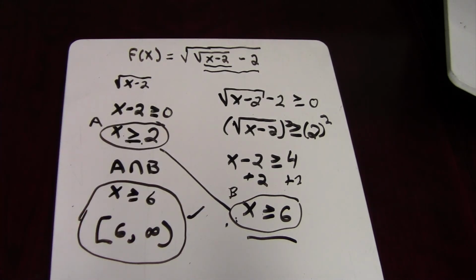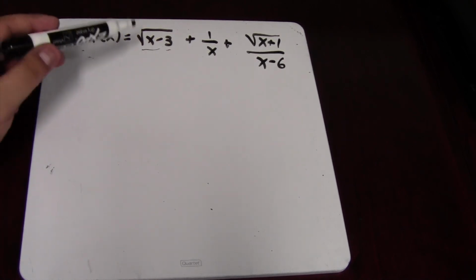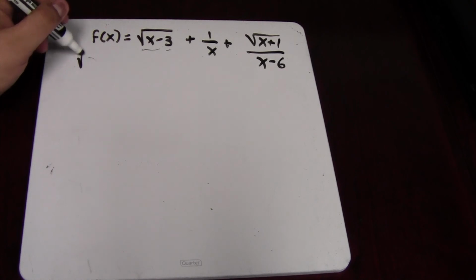Let's look at another example of something that's a little more complicated in terms of finding the domain. Let's take this apart a little bit here. So let's look at the square root of x minus 3 first.